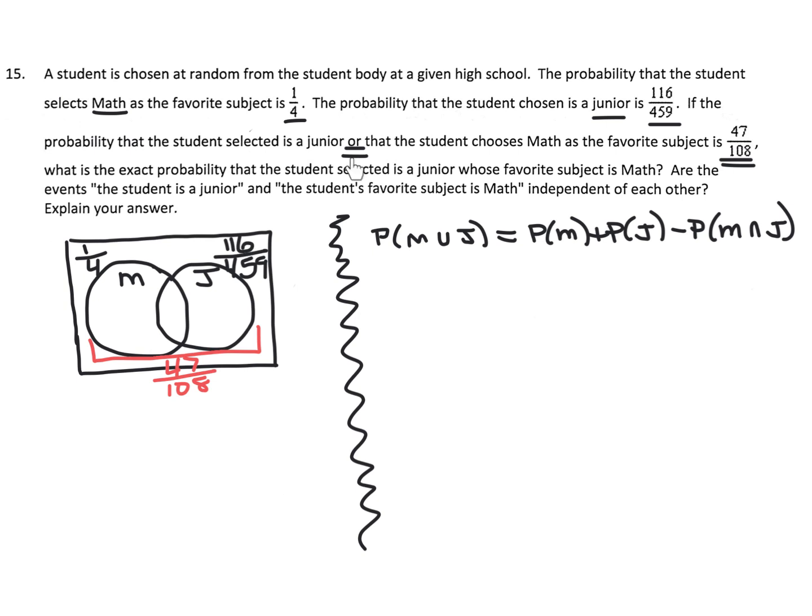And the probability of the or, right, that they're a junior or choose math is 47 over 108. So we know the or means the sum of these three circle numbers. Now, if you were doing it through a Venn diagram, same exact way as the last one actually, we know that if we were to add up the two numbers on top of the circles, it'll add up to more than this total because this only includes the three circle numbers. Whatever number is in the center here is accounted for within the 1/4 as well as within the 116 over 459.